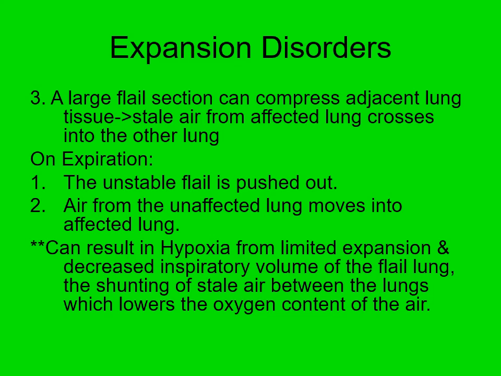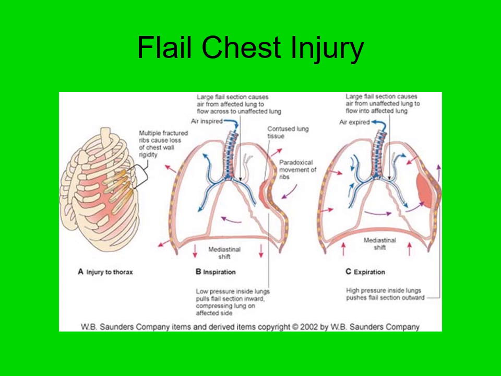Inward movement of the broken ribs prevents the expansion of the affected lung. A large flail section can compress adjacent lung tissue, and stale air from the affected lung crosses into the other lung. On expiration, the unstable flail is pushed out. Air from the unaffected lung moves into the affected lung. This can result in hypoxia from limited expansion and decreased inspiratory volume of the flail lung, and the shunting of stale air between the lungs, which lowers the oxygen content of the air.